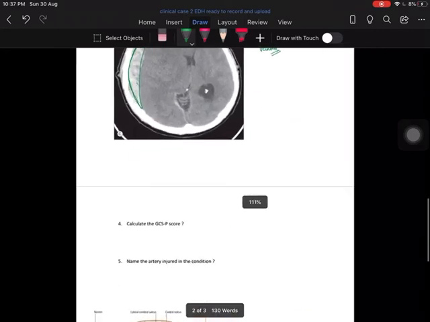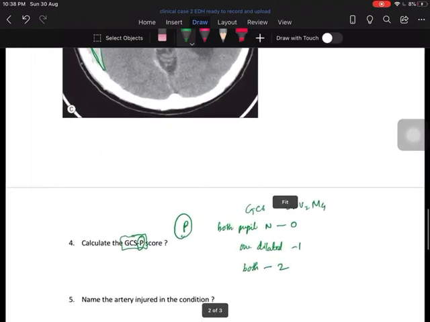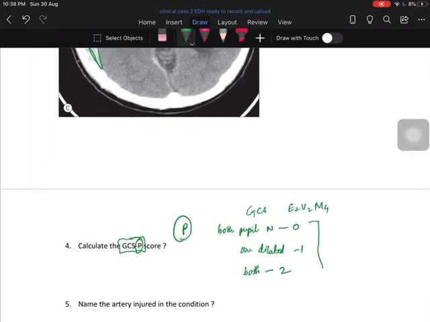The other point is the calculation of the Glasgow Coma Scale P score. We have calculated the GCS score, which is E2, V2, M4. What is this P component? The P component is that if both the pupils are normal, the score is 0. If one pupil is dilated, the score is 1, and if both pupils are dilated, the score is 2. So this score is deducted from the general GCS score.